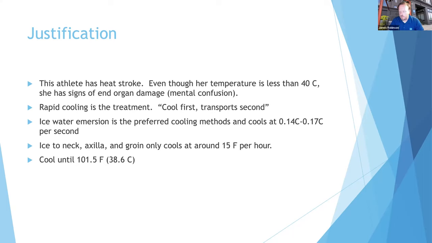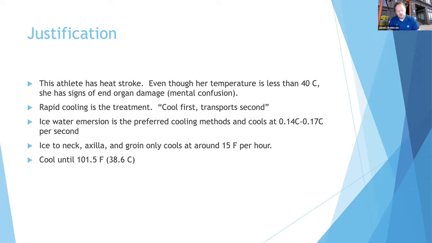It cools at 0.14 to 0.17 degrees Celsius per minute, so it is the most effective cooling mechanism. Whereas ice to the neck, axilla, and groin only cools at about 15 degrees Fahrenheit per hour, so it's a much slower way to cool. If that's all you have available, of course, that's what you use. But when you're taking a test, it's always going to be the most correct answer, which here is ice water immersion.